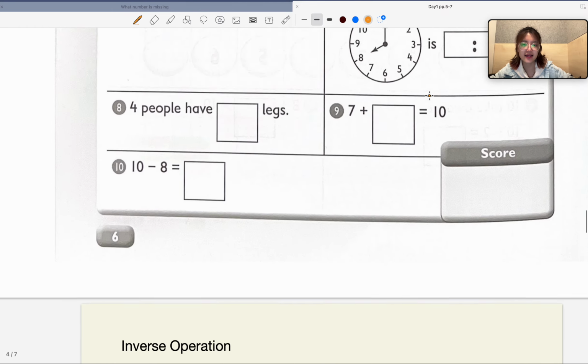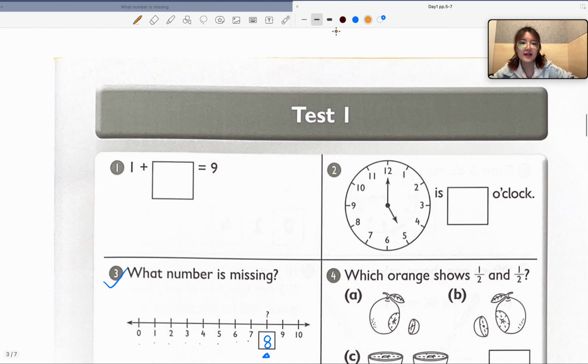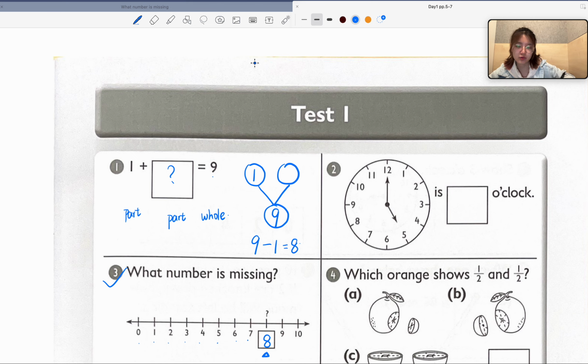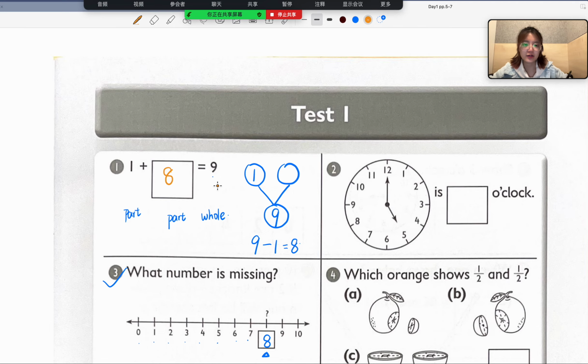Now let's take a look at test 1, question 1. So 1 plus a number equals 9. To find the missing number, is it a part or a whole? Maybe we can draw the diagram to help us. We call it a part-whole diagram. This is 1 plus a missing number, and in total, we can get the whole, which is 9. So part, and whole. How can we know the missing part? We can do 9, take away 1, whole take away the part. We can get another part, which is 8. Okay? So if you're finding the part, do whole take away one part.